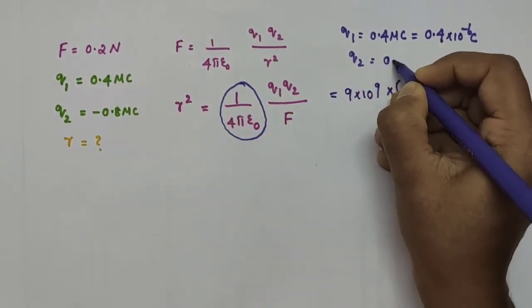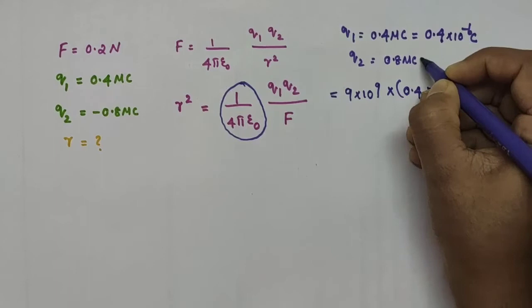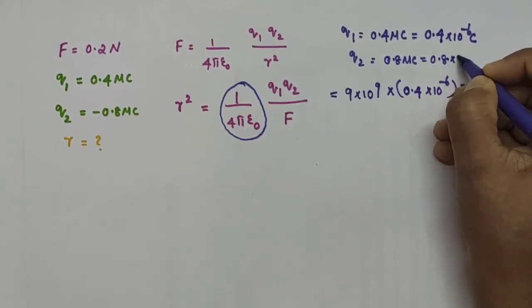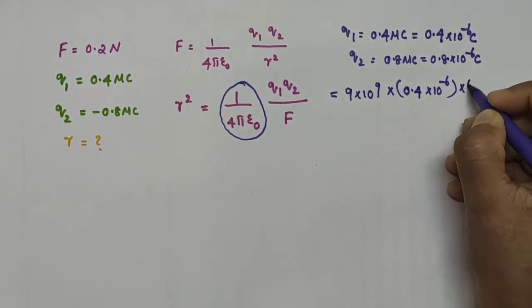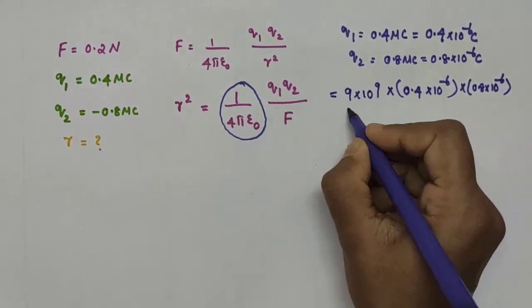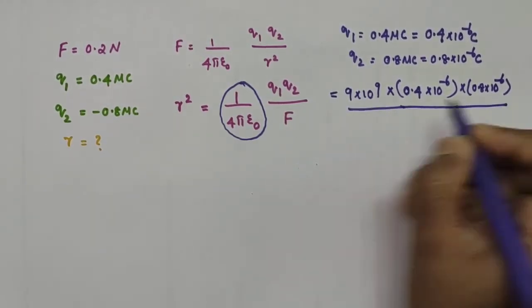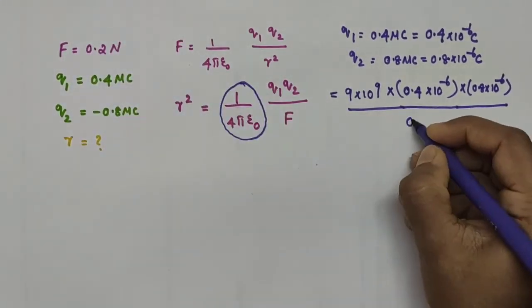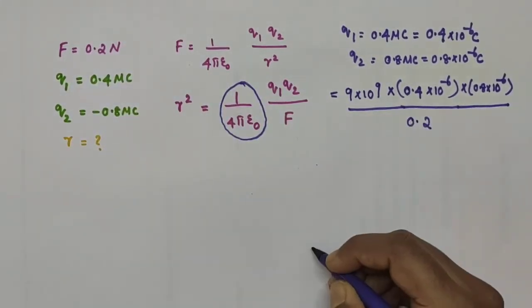Its magnitude is 0.8 microcoulomb, which is equal to 0.8 into 10 raised to minus 6 coulomb. So 0.8 into 10 raised to minus 6, then divided by F. What is F? F is given as 0.2 Newton.